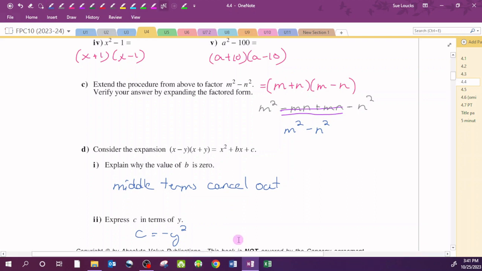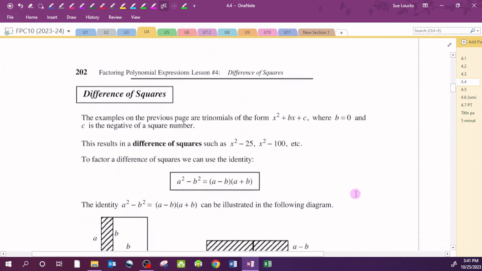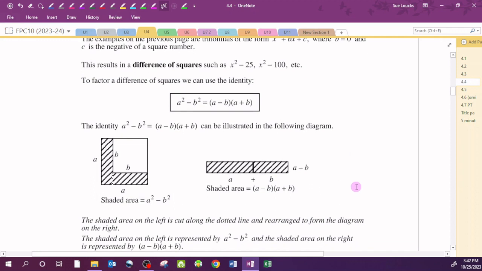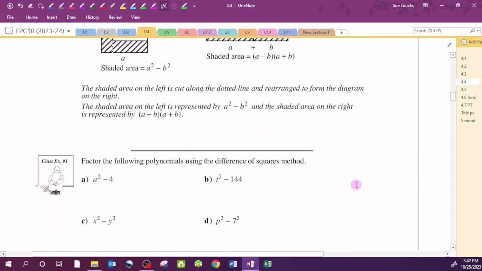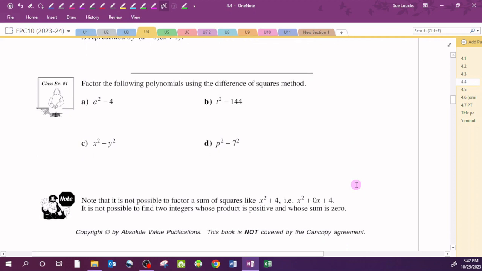Right? That's that. Now on this next page here, there are some drawings to show you just graphically why this happens. You can read over this if you want. I don't think that me reading it is going to help you. Okay, and then let's factor some more, okay?